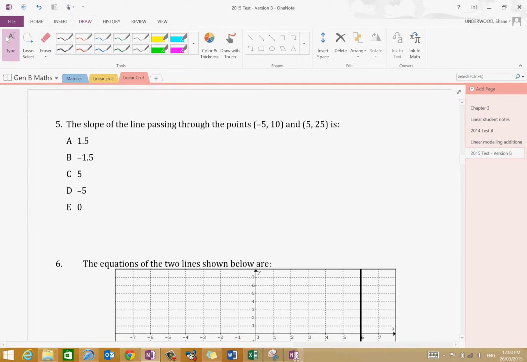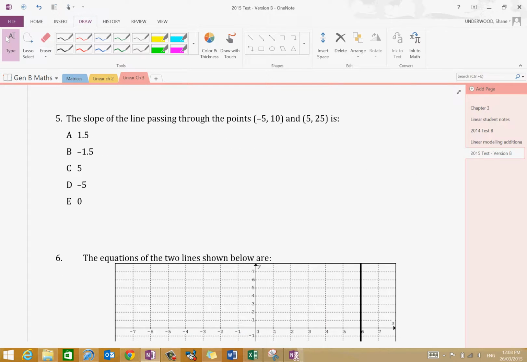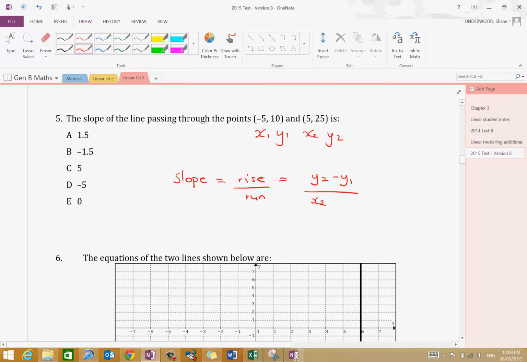All right, the first page was done fairly well. This question, however, was not done that well. Let's do it by hand. This is x1, this is y1. This is x2, and this is y2. My slope is equal to rise over run, which is also equal to y2 minus y1 over x2 minus x1.